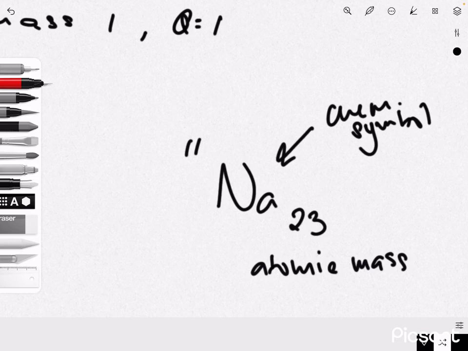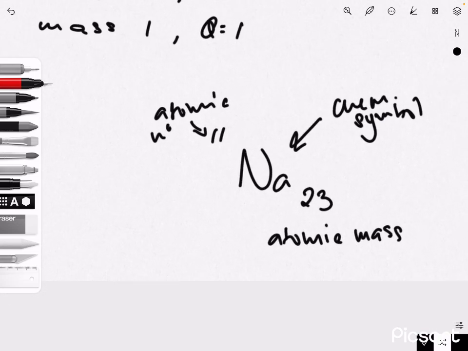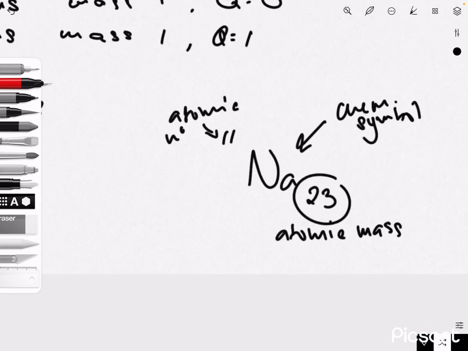And 11 is our atomic number. This also tells us that sodium is the 11th element in the periodic table. Now, what we need to know about nuclear symbols and how to work this notation is that your larger number is always going to be the mass. Your mass number will always be larger than your atomic number. So that's one way to differentiate the two if you're having a hard time.